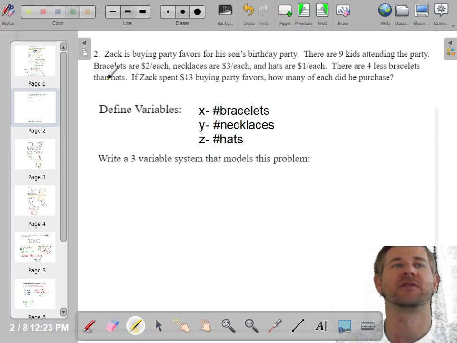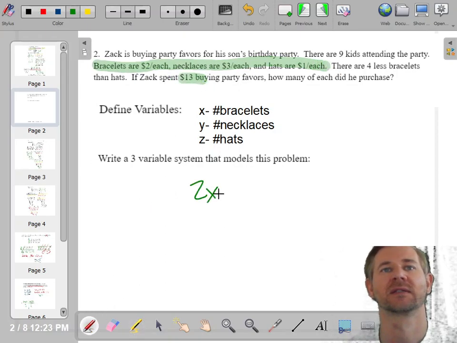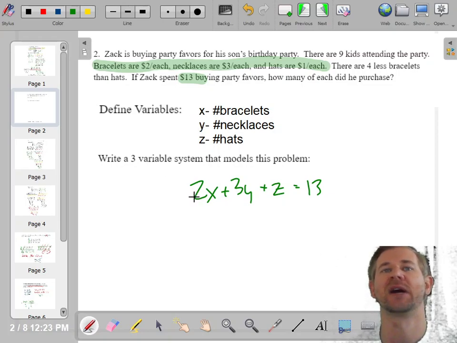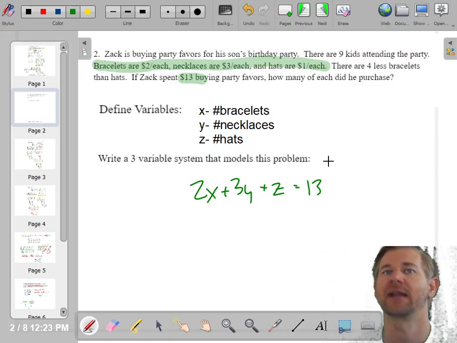Let's do the money equation first, because that's the one we're usually good at. So we're going to say 2x plus 3y plus 1z equals 13. It's $2 per bracelet, $3 per necklace, and $1 per hat, and that makes $13.